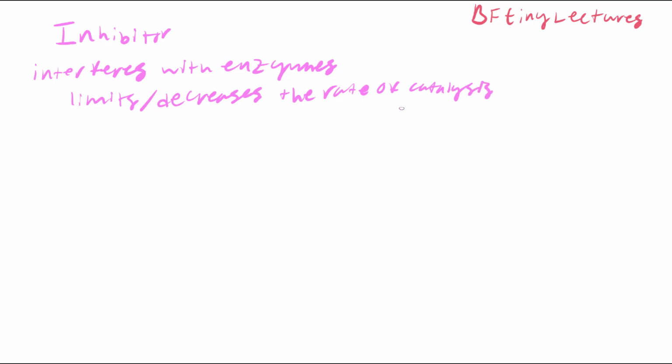You remember catalysis is just when the enzyme holds the substrate in a good position so it can react quickly. Okay, so inhibitors essentially stop it or make it harder for the enzyme to grab the substrate and make it react faster. Okay, so inhibitors decrease everything.